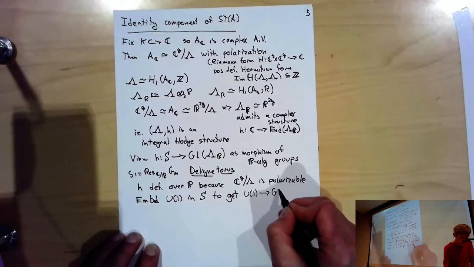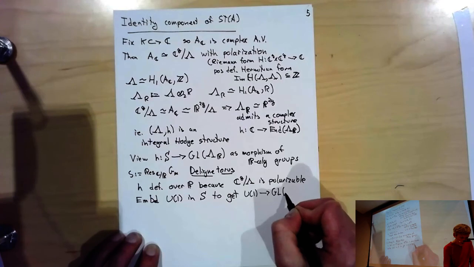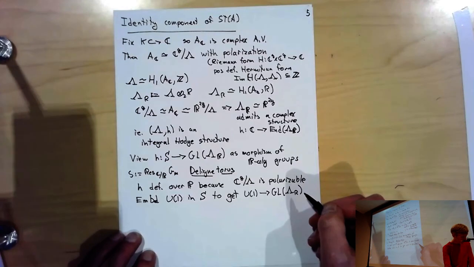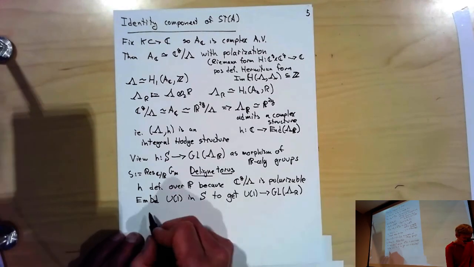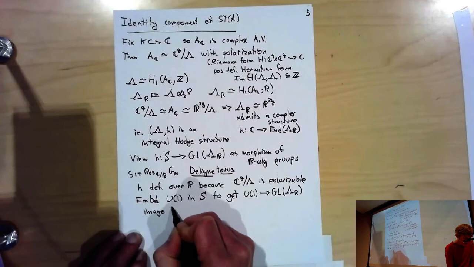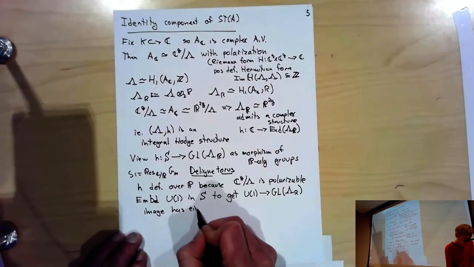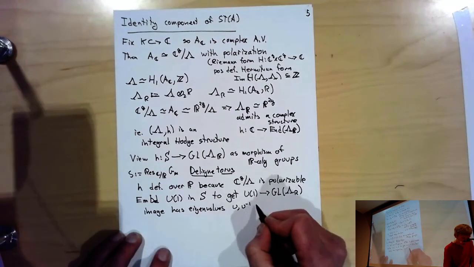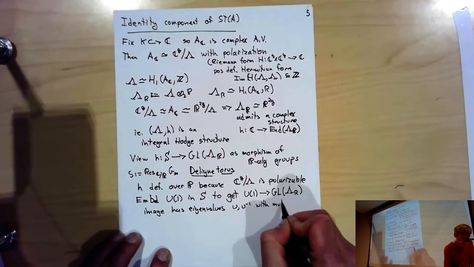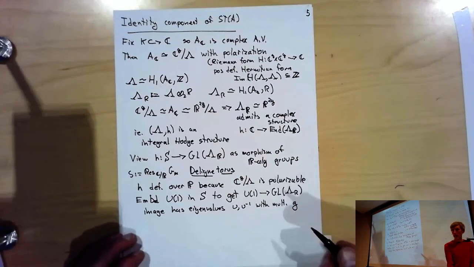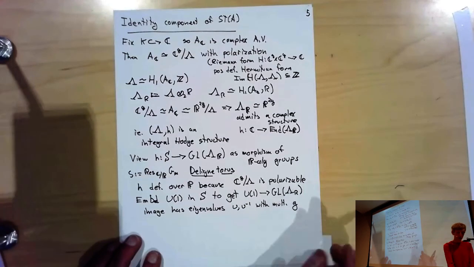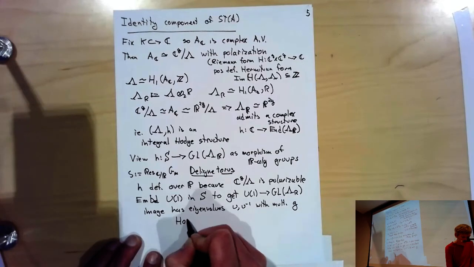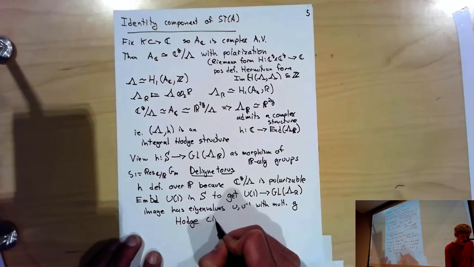And this gives us a map from U1 into GL of lambda R, our 2g-dimensional R vector space. And the image of this map has eigenvalues, say u and u inverse, each with multiplicity g. And for those who know a little Hodge theory, this has to do with the Hodge numbers. We have two non-trivial Hodge numbers, and they're both equal to g. This image is called the Hodge circle, which will be important to us a little later.